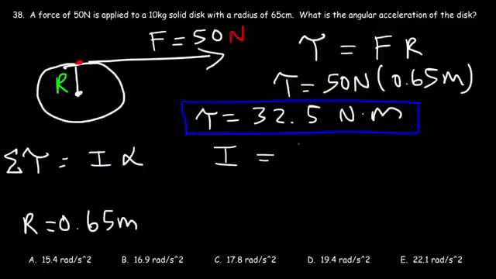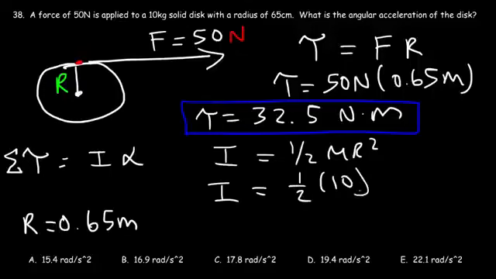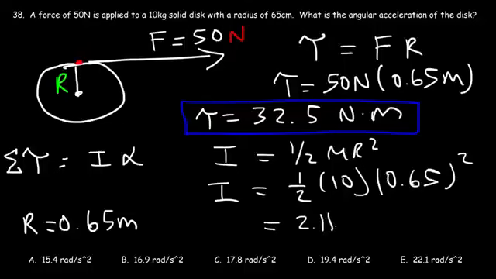The inertia of a solid disk is 1/2 mr squared. Now the formula changes based on the shape you're dealing with. For instance, the inertia of a sphere is 2/5 mr squared. The mass of the disk is 10 kilograms and it has a radius of 0.65 meters. So the inertia is 2.1125 kilograms times square meters.